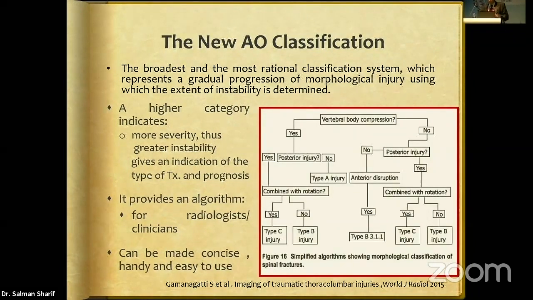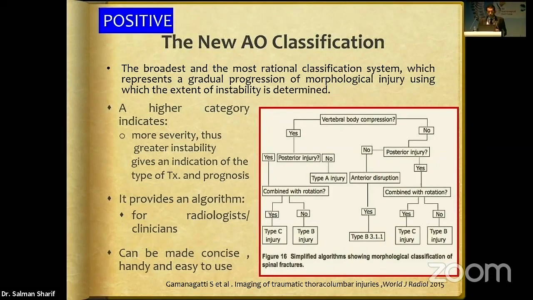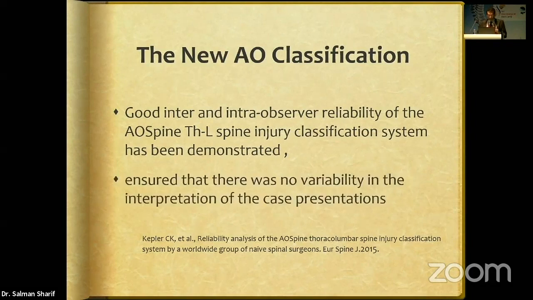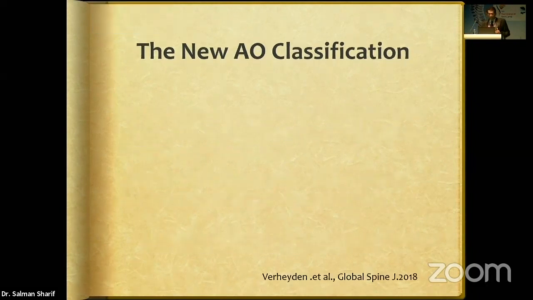This journal gave a simplified algorithm for treatment. This gives a positive statement for the AO classification. Another statement: good inter- and intra-observer reliability of the AO Spine thoracic spine system has been demonstrated, ensuring that there was no variability in the interpretation of the case presentation. This gives a positive statement.